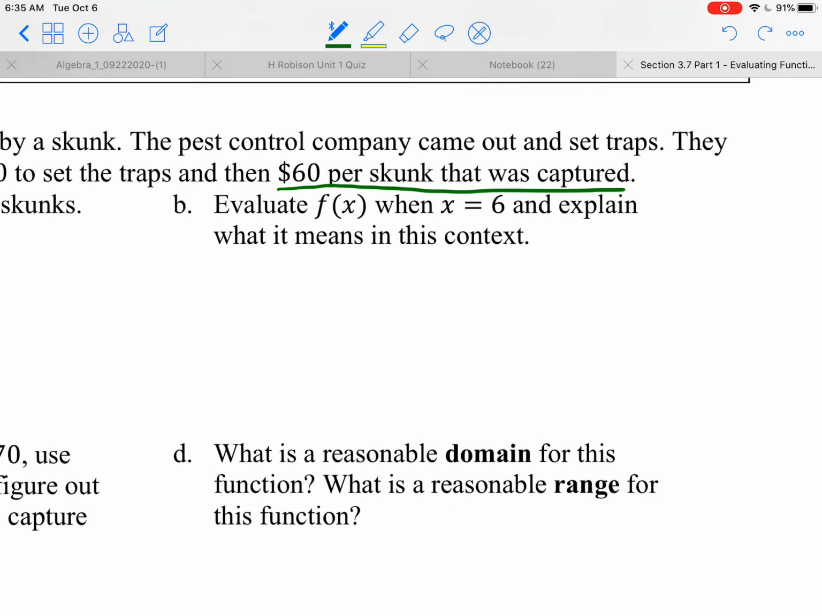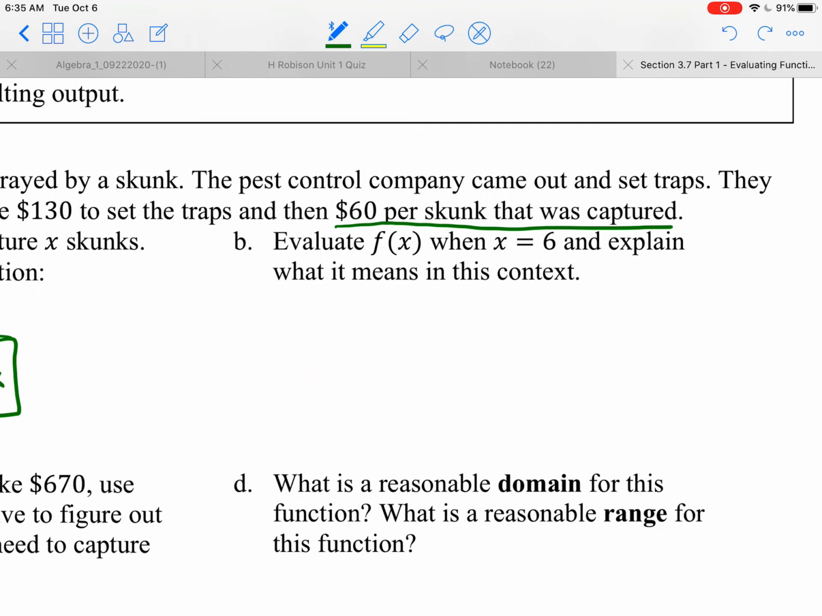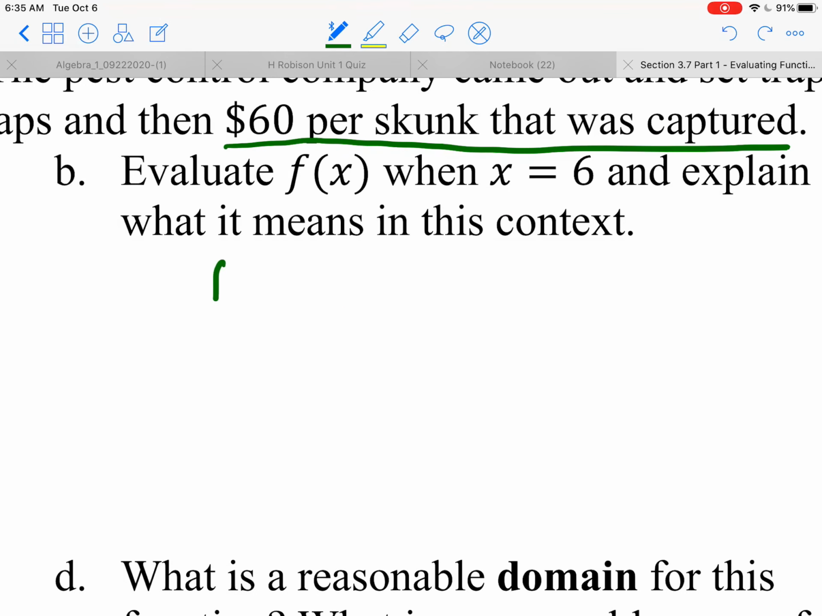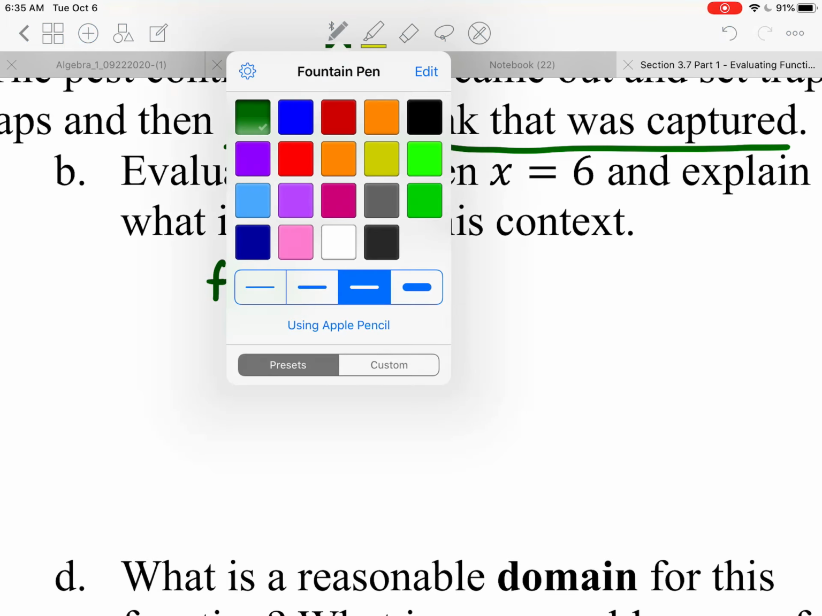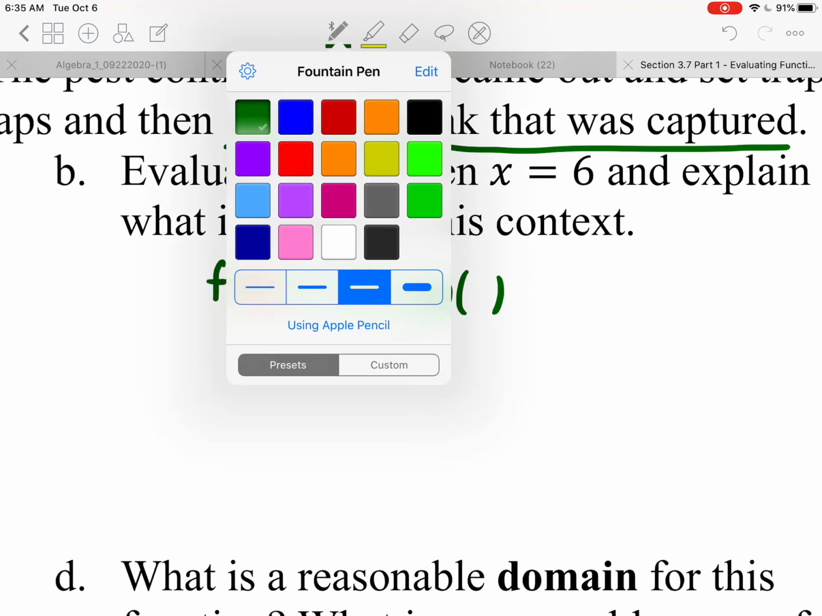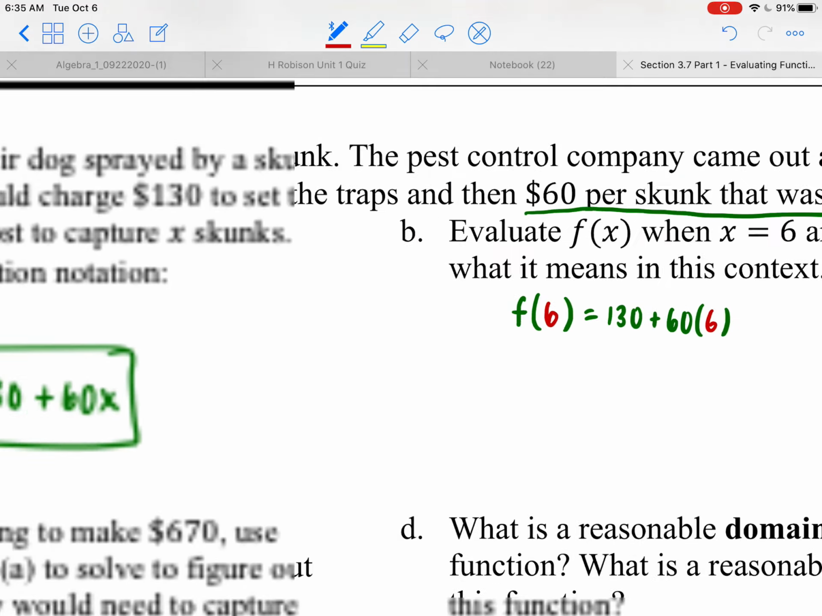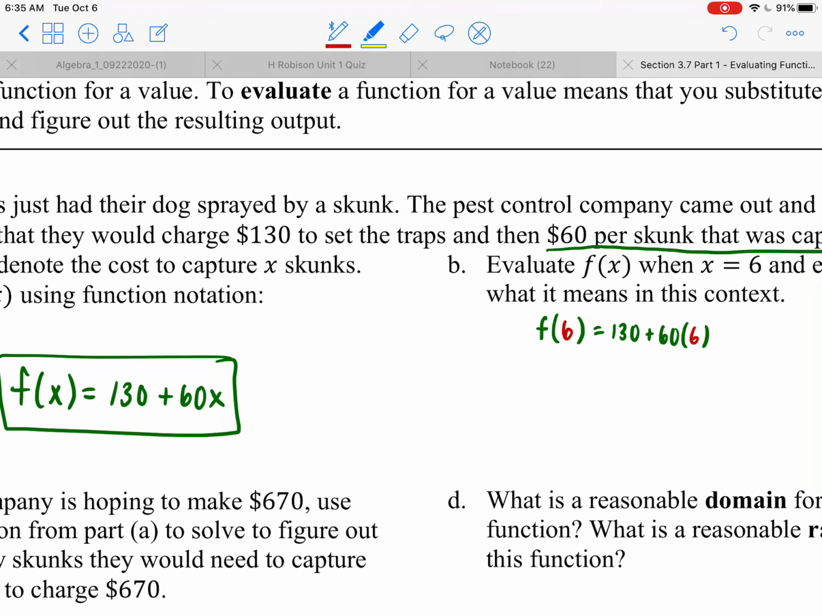Part B, they want you to evaluate f of x, the function you just created, when x is equal to 6 and explain what it means in the context. So what we're going to do is say f of 6. So f of 6 is equal to 130 plus 60 times 6, and we're going to plug in that 6 there. So we literally just replaced the x's with 6, right?